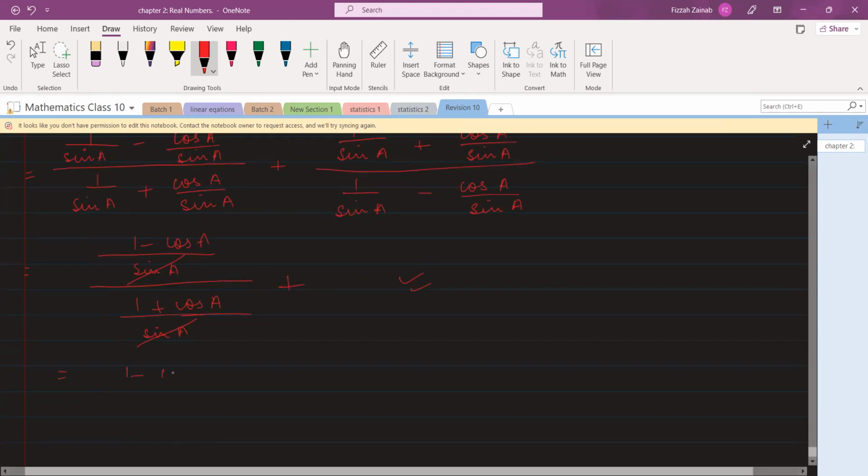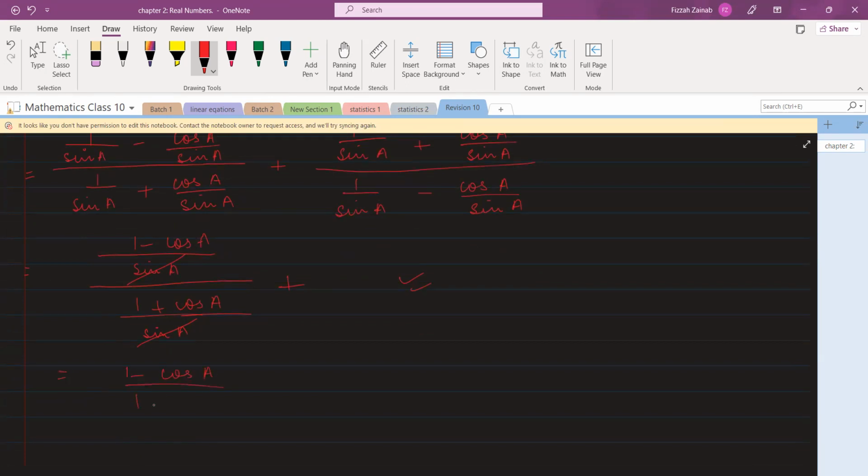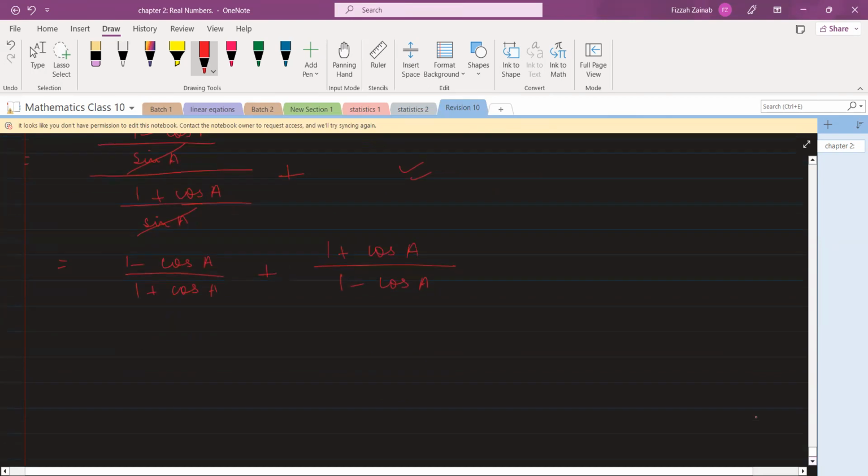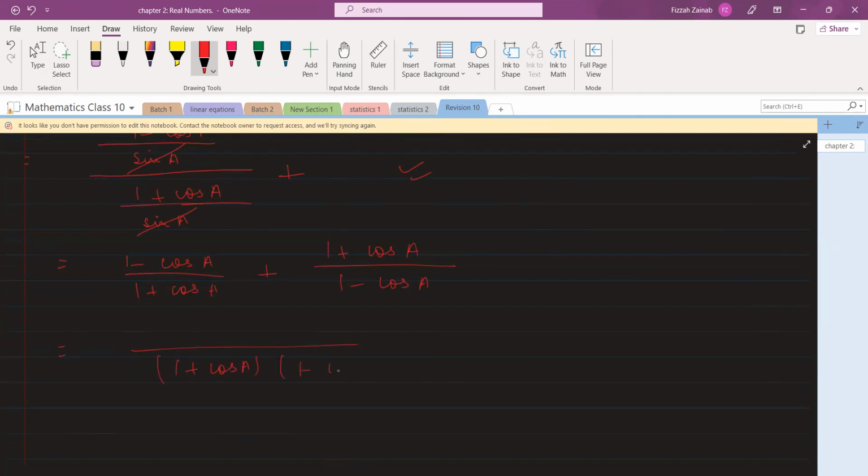So basically you are left with 1 minus cos A upon 1 plus cos A. Now here sine is sine A, so you will get 1 plus cos A, and in the denominator you will get 1 minus cos A. All right. So now again you can take LCM because there are two terms. So LCM will be 1 plus cos A into 1 minus cos A. All right.